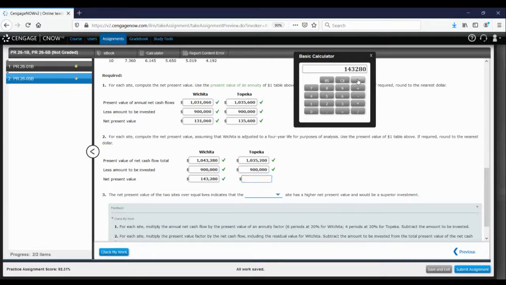And then we're going to do the same thing for Topeka. We're going to take the total present value and we're going to subtract out $900,000. And that's going to leave you with $135,200.